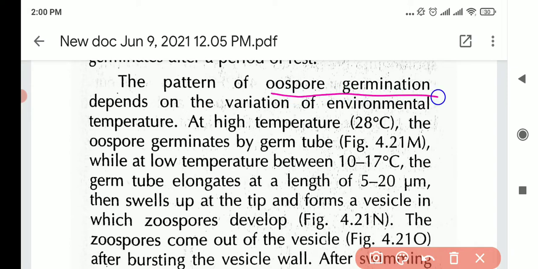Okay, the oospore germination depends on the variation of the environmental temperature. So for this fungus, how the oospore or zygote germinates depends on the environmental temperature. Let's see if the temperature is high. Like now, the month of June, at 28 degrees Celsius, the oospore will germinate by a germ tube.